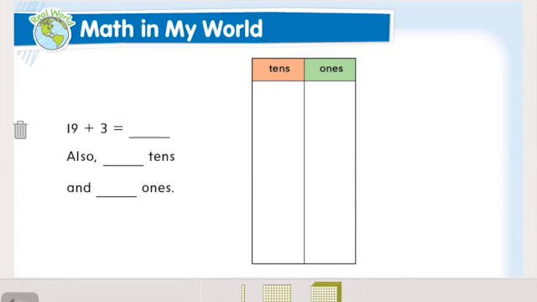Okay, so we have here 19 plus 3. So I'm going to show 19, which is 1 10 and 9 1s.